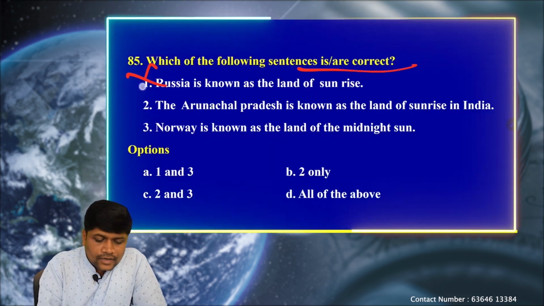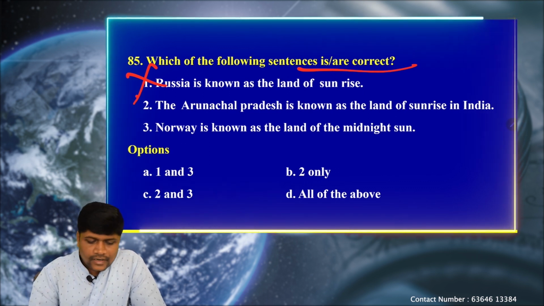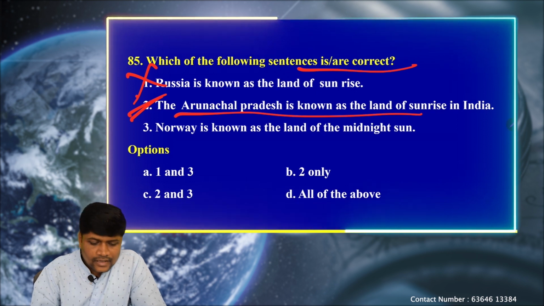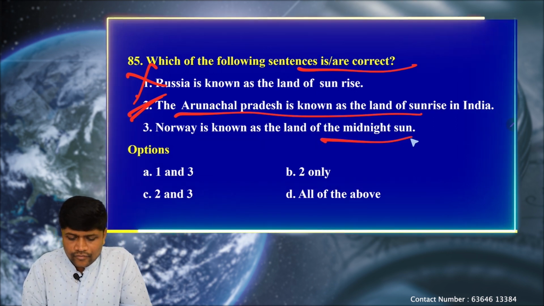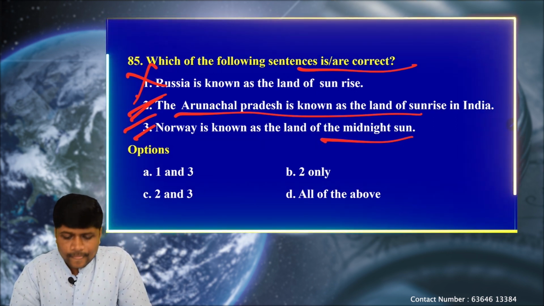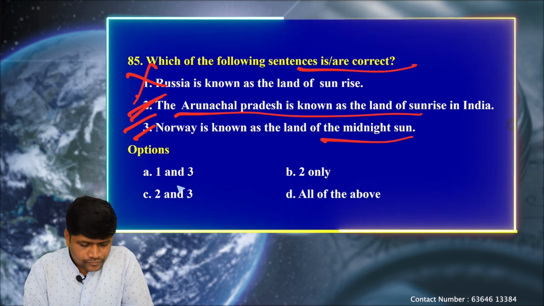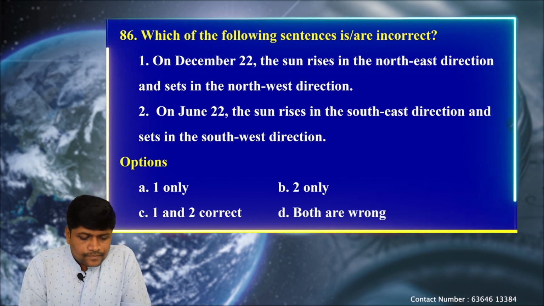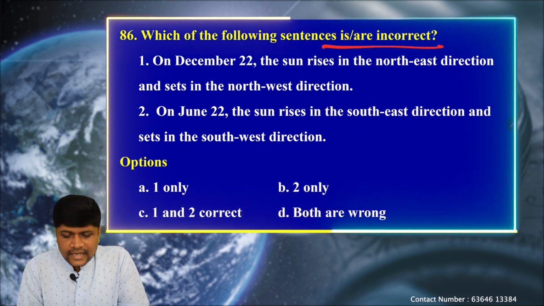Russia is known as the land of sunrise. No, Japan is called the land of sunrise. Again, Arunachal Pradesh is known as the land of sunrise in India. This statement is correct. Next, Norway is known as the land of the midnight sun. This statement is also correct. So only option C, 2 and 3, are correct.